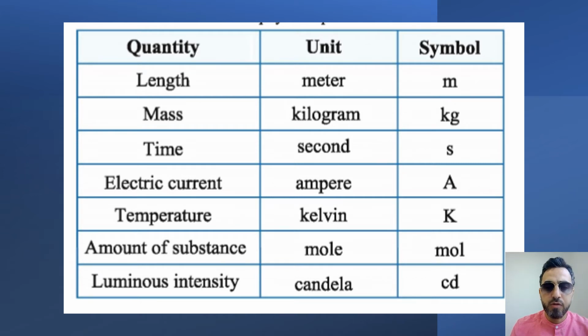Next, the quantity is amount of substance, and its unit is the mole. And the last one is the intensity of light, which is luminous intensity, and the unit is cd, candela.